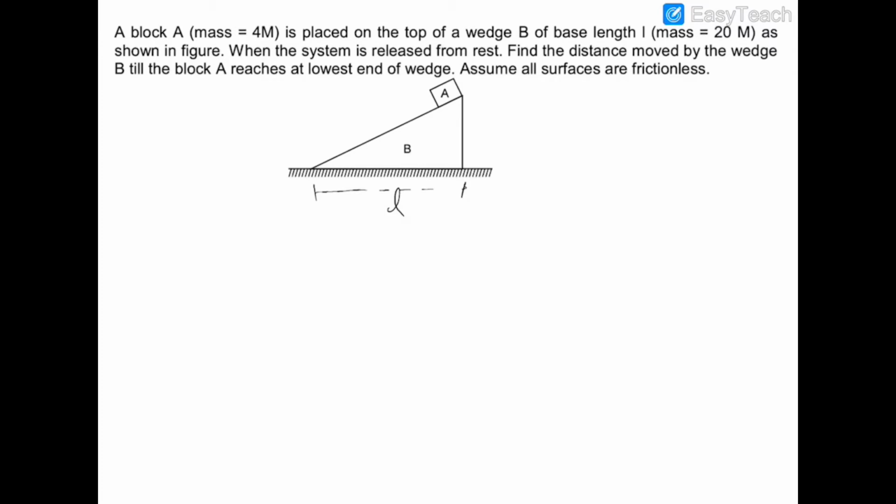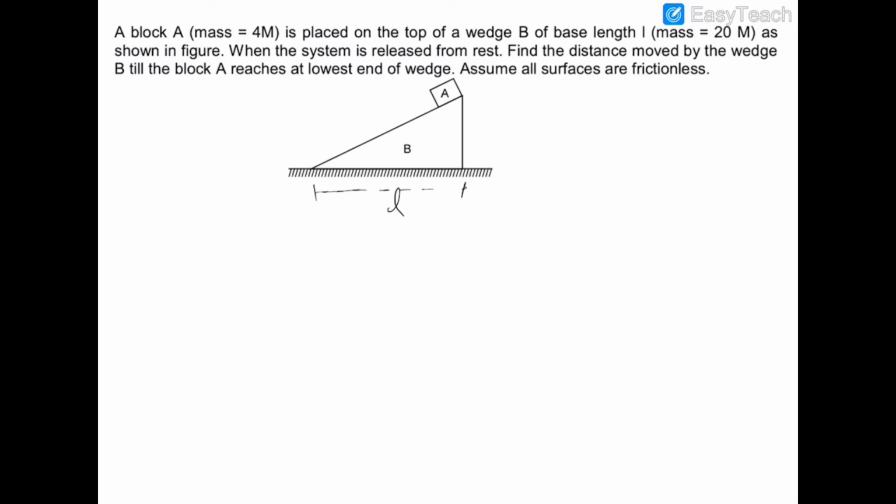Hello guys, in this question, a block of mass 4m is placed on the top of a wedge of mass 20m. The length of the base of the wedge is given as L and initially the system was at rest. There is no friction present on any surface and we have released this block A from rest and we have to find the distance by which this wedge will move at the time when this block A reaches the bottom of the wedge.